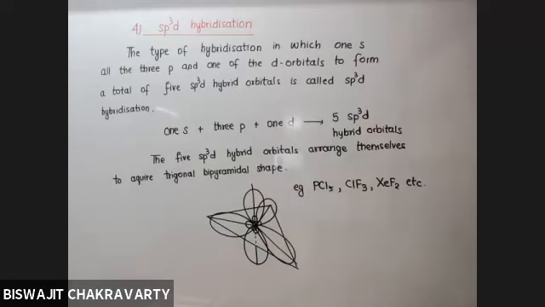Yes, sir. So how are they going to arrange themselves so as to have minimum repulsion and maximum stability? 3 of them will lie on the same plane and they will be called equatorial hybrid orbitals, and 2 of them will arrange axially. That means they are perpendicular to the plane. Clear?